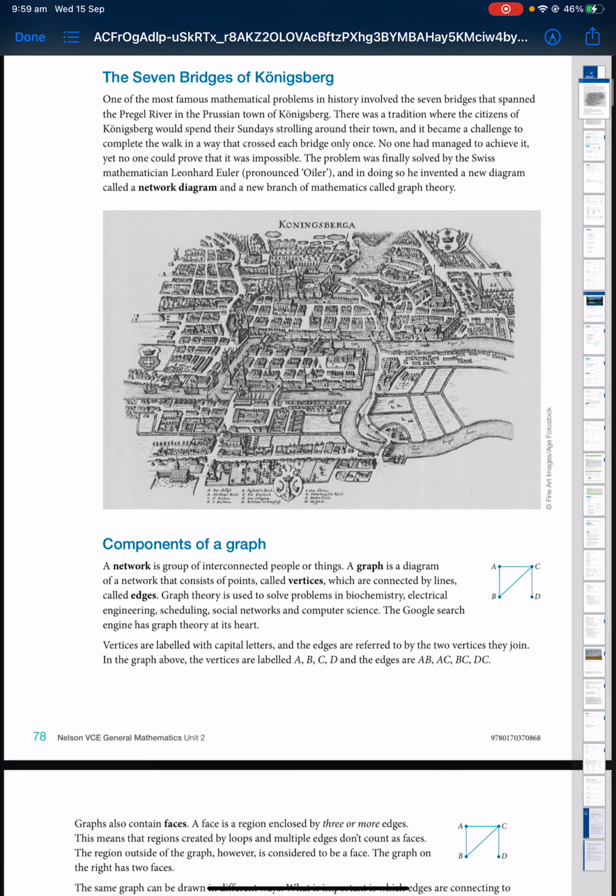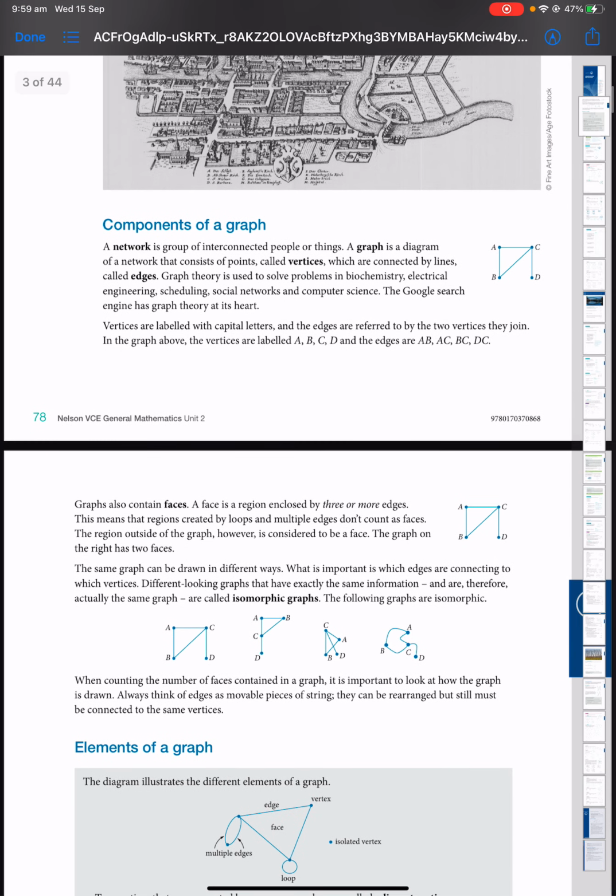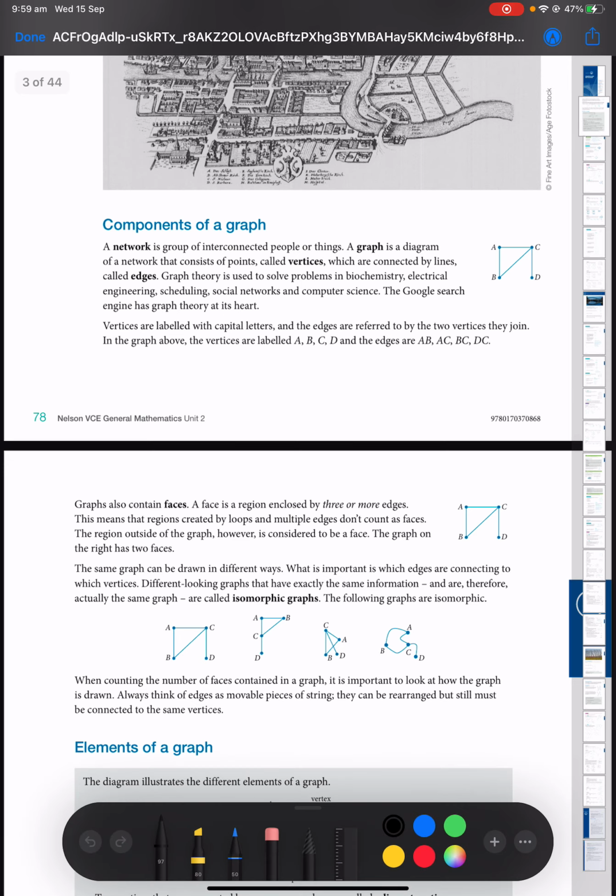Okay, so a network is basically kind of like a graph, okay? So a network is a group of interconnected people or things. So we're looking at how things are actually connected. A graph is a diagram of a network, okay? So that's how we can represent the image, which has points that we call vertices, okay? So these corners are our vertices. So here we've got A, B, C, D, which are connected by lines called edges. So the line joining A and C is an edge, A joining B is an edge, B joining C is an edge, and C joining D is an edge.